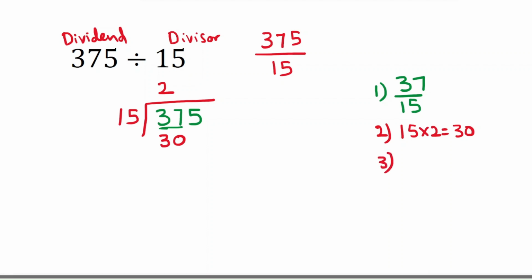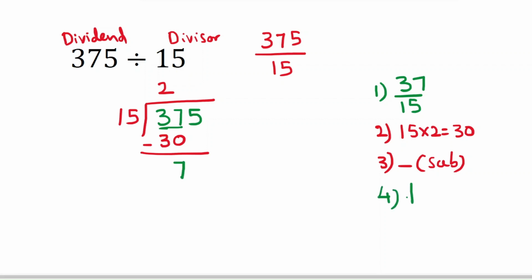Now the third step is subtract. 37 minus 30 is 7. And the fourth step is you have to bring down. Bring down the next digit of the dividend, that is 5.